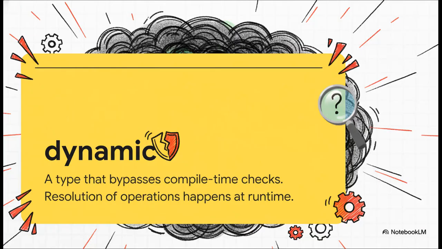Okay, so here's the deal with dynamic. It's basically a special note you leave for the C# compiler. It's like you're telling it, hey compiler, see this variable? Just trust me, don't check its type right now. It'll all work out, I promise. We'll figure it out when the program is actually running. So yeah, all those safety checks get pushed to runtime.